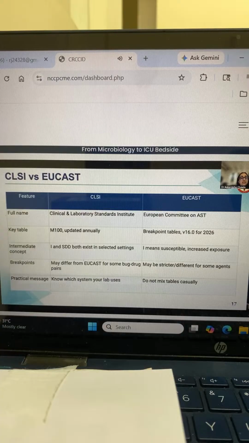So we keep talking about CLSI and EUCAST. What is CLSI and EUCAST? These are 2 organizations. CLSI is Clinical and Laboratory Standards Institute and EUCAST is European Committee on AST. They give you breakpoints annually which are updated. And the key table for CLSI right now is M100 and the EUCAST version 16 is for 2026. Breakpoints may differ from EUCAST for.